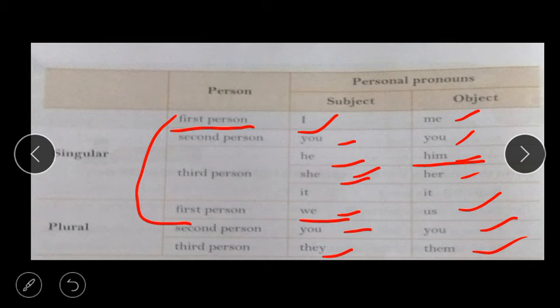Have you seen him? Second, being the eldest daughter, she took good care of her younger sister. Being the eldest daughter, she took. She is the third person. She took good care of her younger sister. So this way you have to fill in personal pronouns, given on page number 30 of your book.